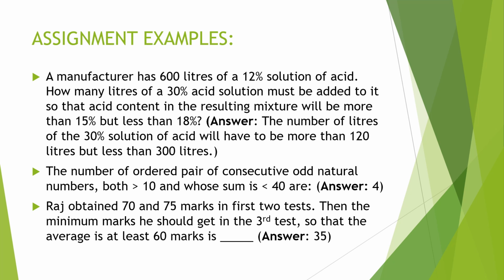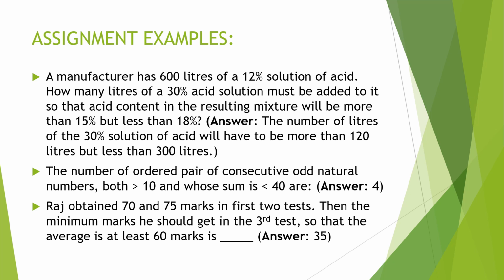Second one: the number of ordered pairs of consecutive odd natural numbers, both greater than 10 and whose sum is less than 40, are how many? You will just get 4 ordered pairs which satisfy this condition, they are greater than 10 and sum is less than 40. Remember, they are consecutive odd natural numbers. That means suppose I have 3, 5, then they are 2 consecutive odd natural numbers, then 5, 7.